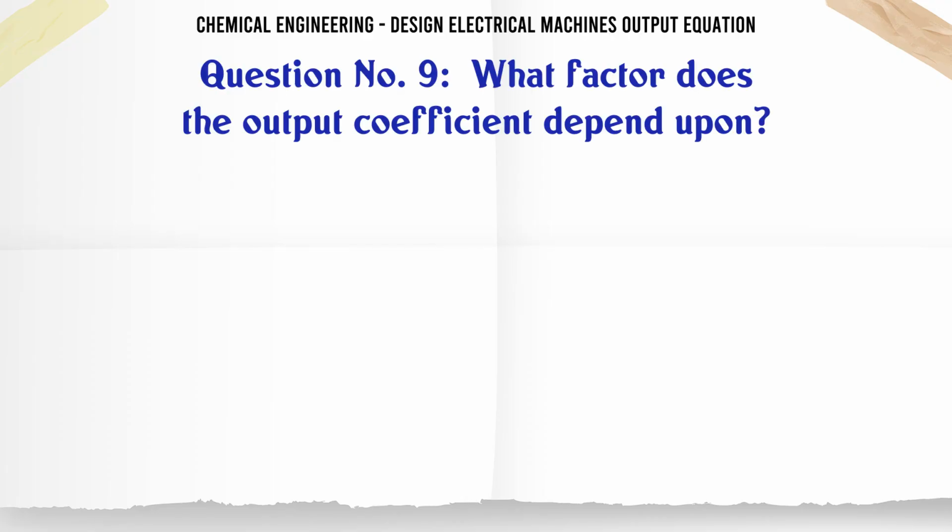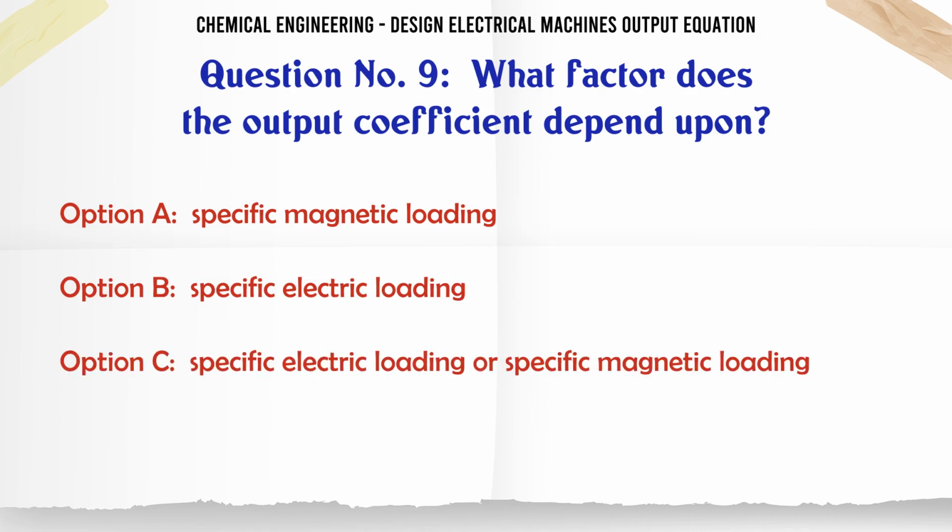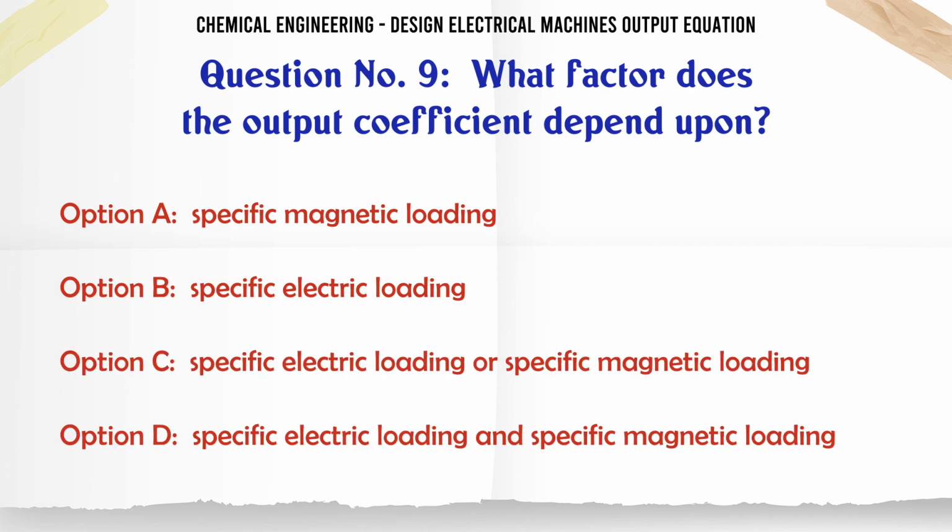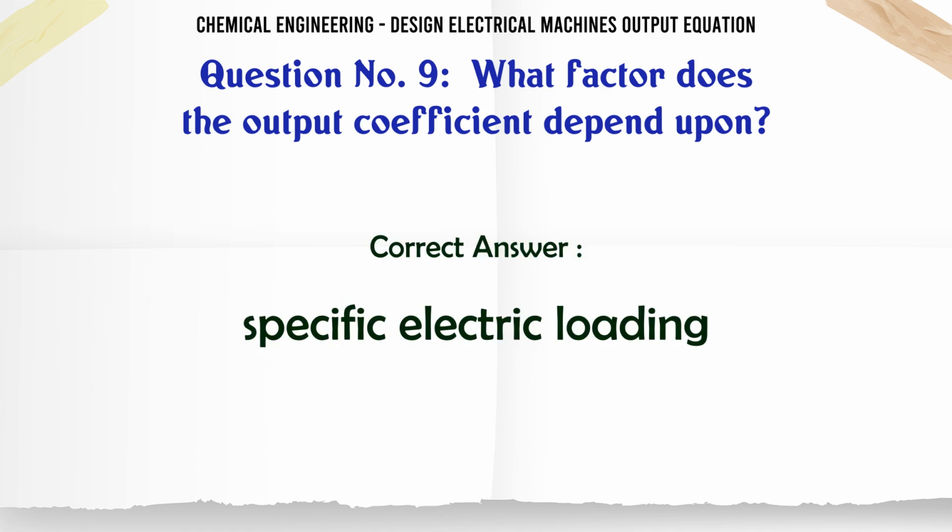What factor does the output coefficient depend upon? A: specific magnetic loading. B: specific electric loading. C: specific electric loading or specific magnetic loading. D: specific electric loading and specific magnetic loading. The correct answer is specific electric loading and specific magnetic loading.